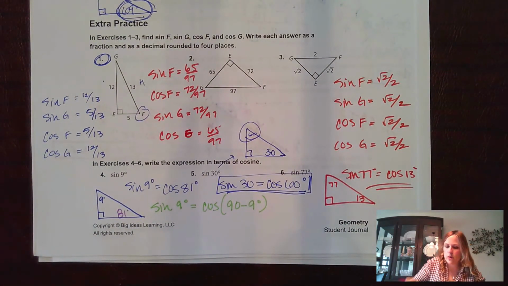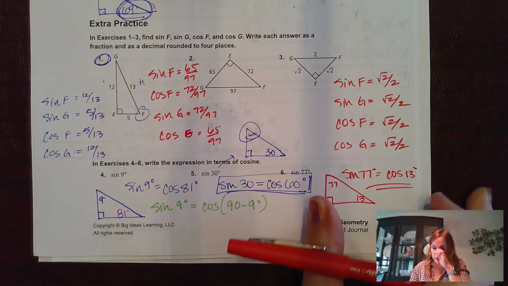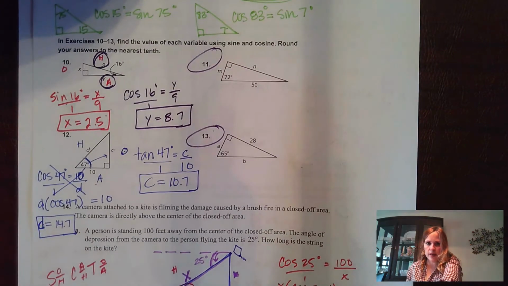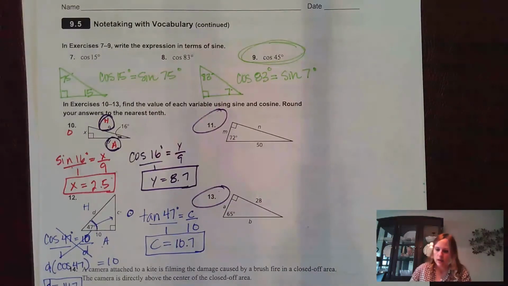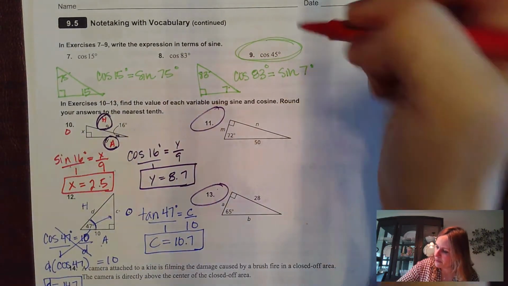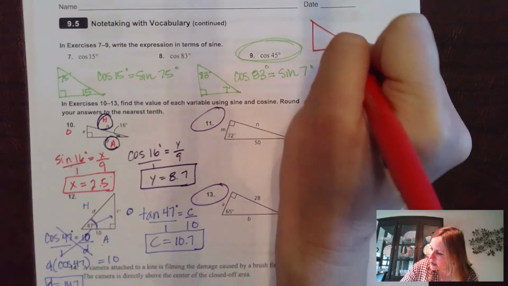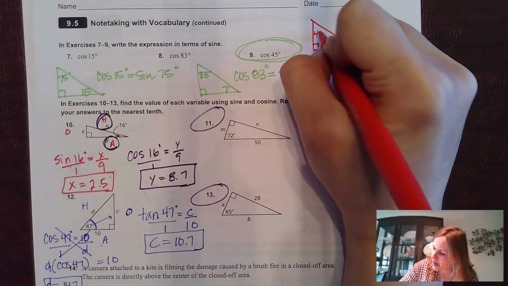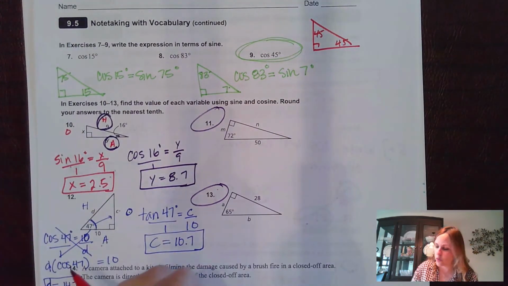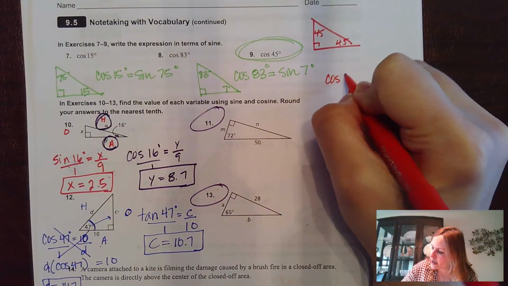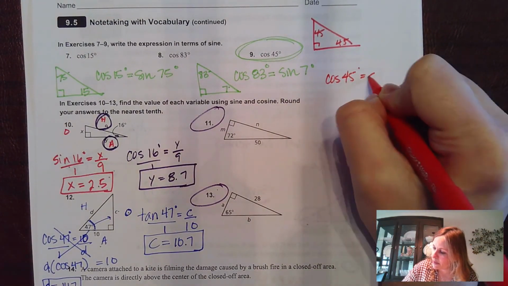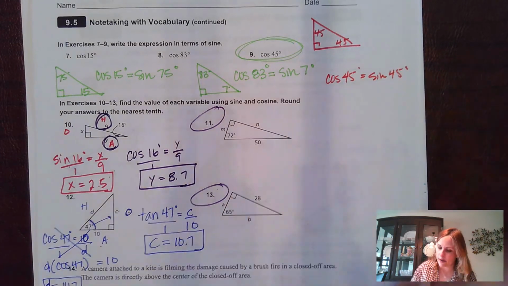All right, let's go on to the next page, which is page 266. And let's do the ones that we missed. So that was number 9. So cosine of 45. Again, if you look at a triangle, if this is 45, this angle actually has to be 45 as well. So cosine of 45 is going to equal the same thing as sine of 45.